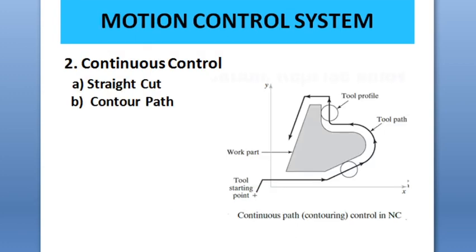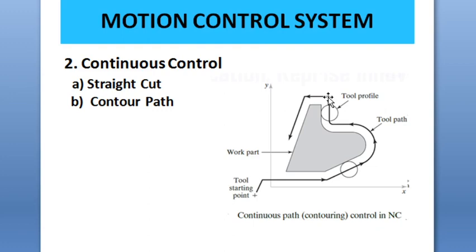Next, motion control system, continuous control. In continuous control, there are two motion systems, straight cut and contour path. In straight cut, the axis is controlled with any one of the major axes. Like here, the tool path is moved from this point to this point. Here, the tool point is controlled parallel with the x-axis only. It's a straight cut. Here also it's a straight cut.